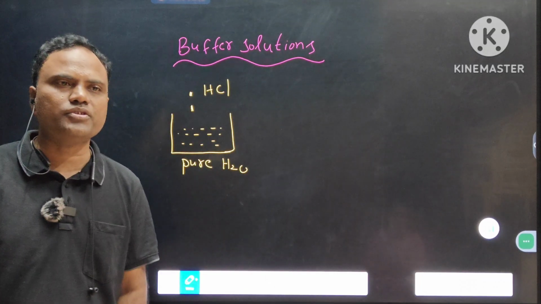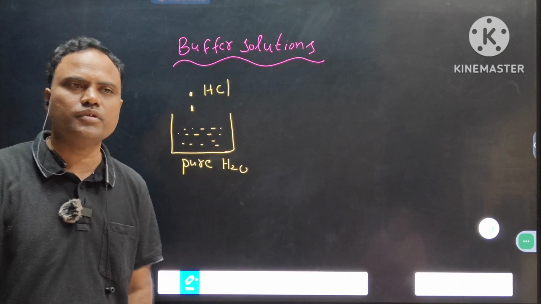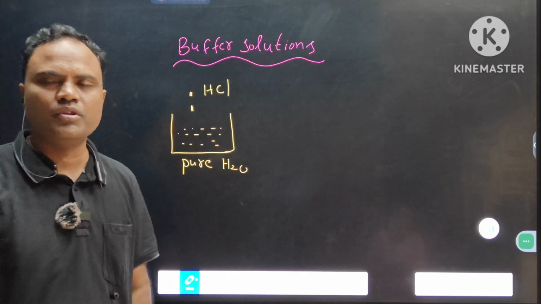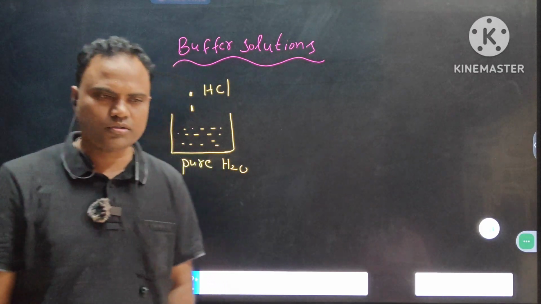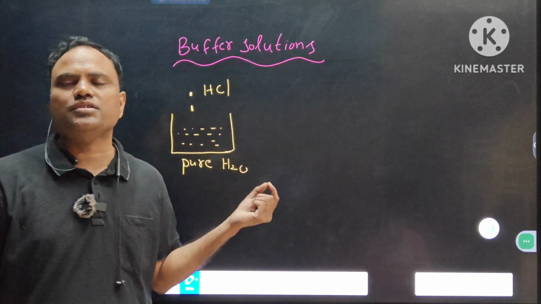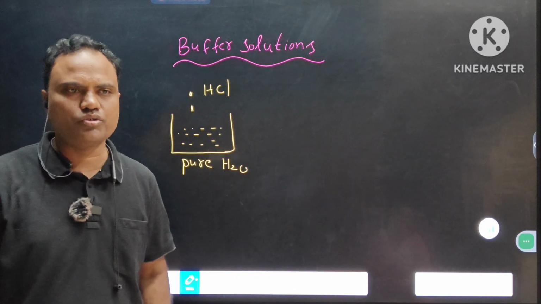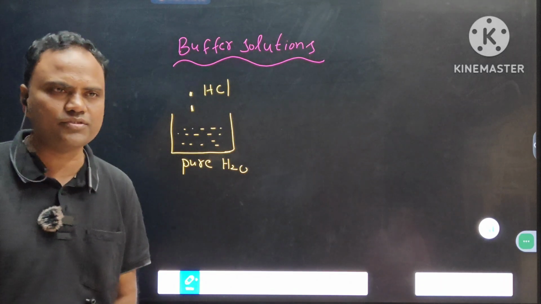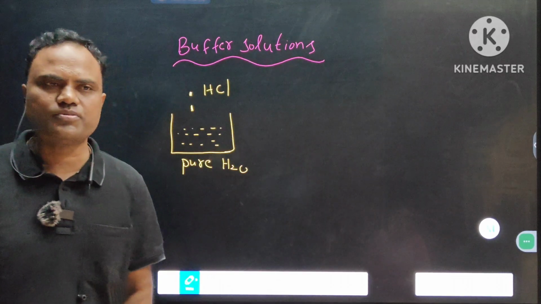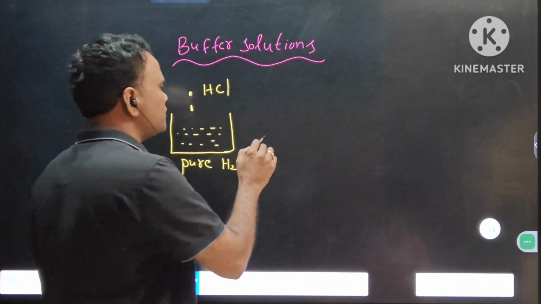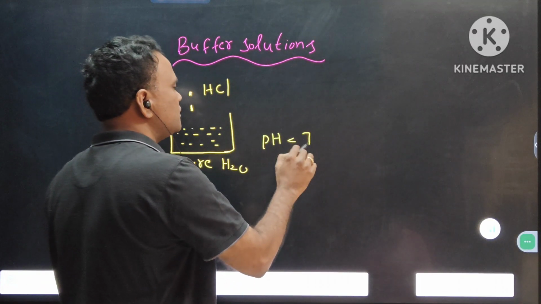After adding a few drops of HCl, what happens to its pH value? Decreases or increases? The pH value decreases because you are adding acid, so it will acquire acidic nature. An acidic solution is formed, so the pH will be less than 7.